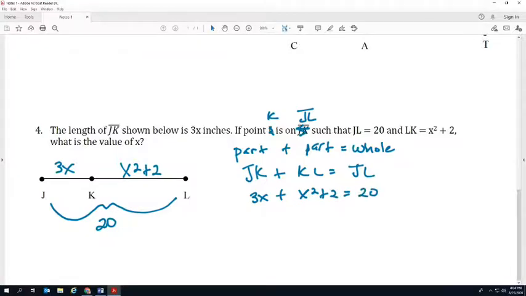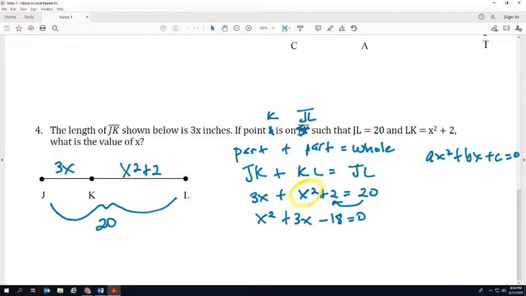Now remember, anytime that you have an x squared, you have to get everything on the same side in standard form, so ax squared plus bx plus c equals 0. It has to be equal to 0 so that you can either factor or do the quadratic formula. So when I do that, I'm going to put the x squared first. The 3x will be next. I'm going to move the 20 over here by subtracting it from that 2, so it becomes minus 18. Now that it's equal to 0, I can factor.